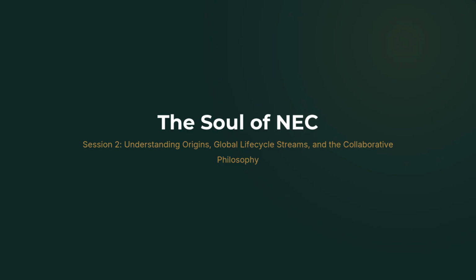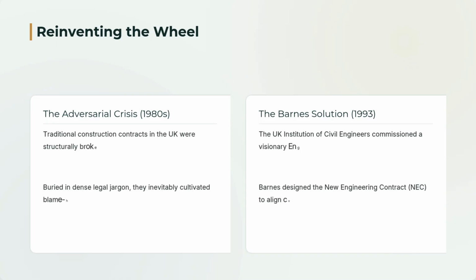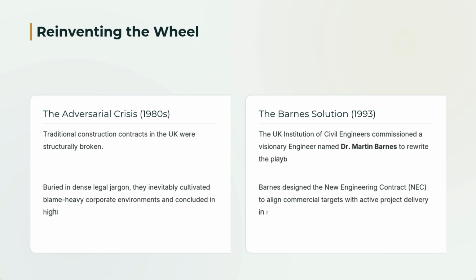To understand why NEC looks and feels so different from anything else, we have to look at where it came from. In the mid-1980s, the UK Institution of Civil Engineers realised that traditional construction contracts were broken. They were adversarial, buried in legal jargon, and inevitably ended in costly court battles. So they commissioned a visionary engineer named Dr. Martin Barnes to completely reinvent the wheel. The first edition was launched in 1993 in the UK.